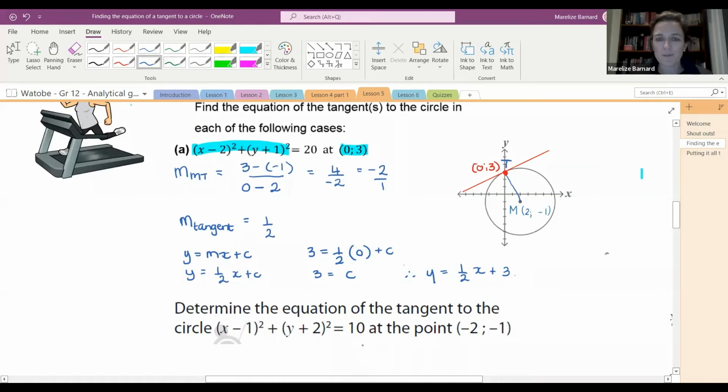Here's one more. I want you to try this one on your own. So I'm going to leave you alone for about 3 minutes to do this. Draw your sketch, because none of these are sketches, so make your own little sketch for it. And then determine the equation of the tangent to this circle at the point -2, -1. Okay, off you go.